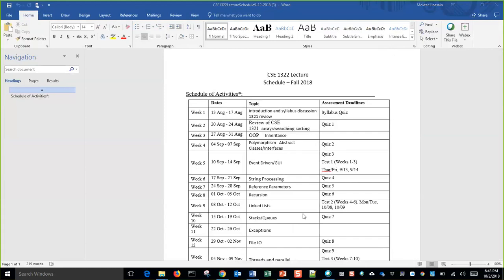According to our schedule, this week we should finish recursion. But as I started recursion last week, I want to finish recursion tonight, so that in the next class on Thursday I can start linked list. Linked list is a pretty complicated topic. I need to spend at least 2 classes, this Thursday and next Thursday, to discuss linked list.